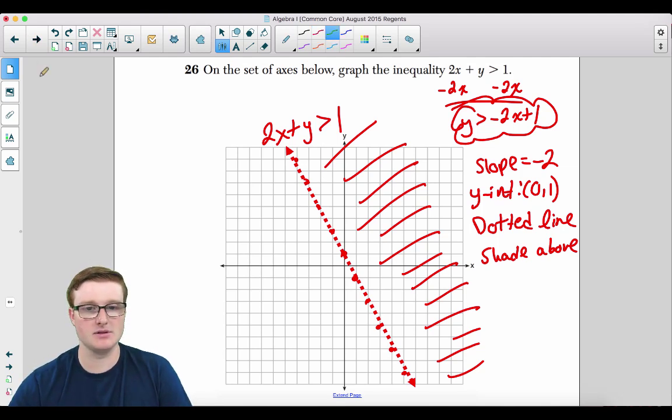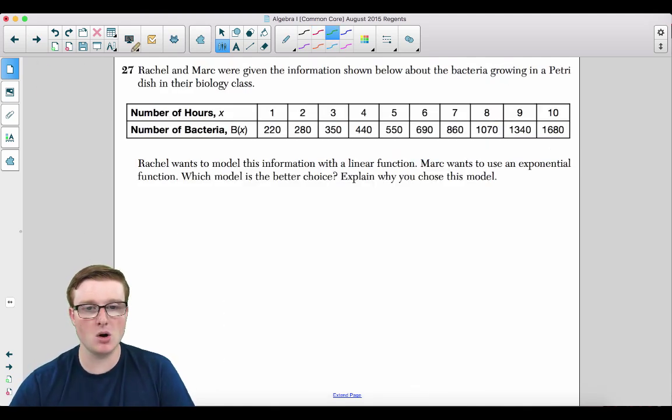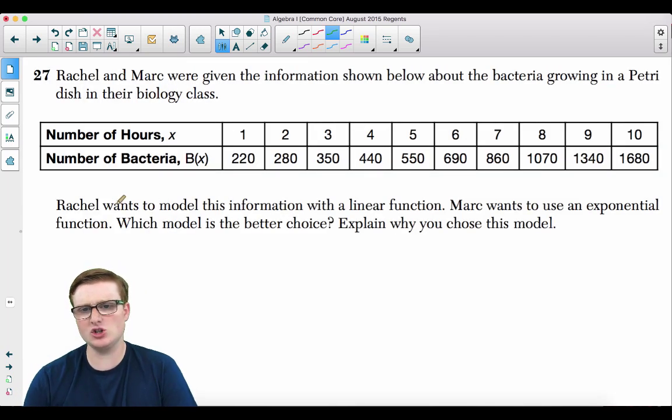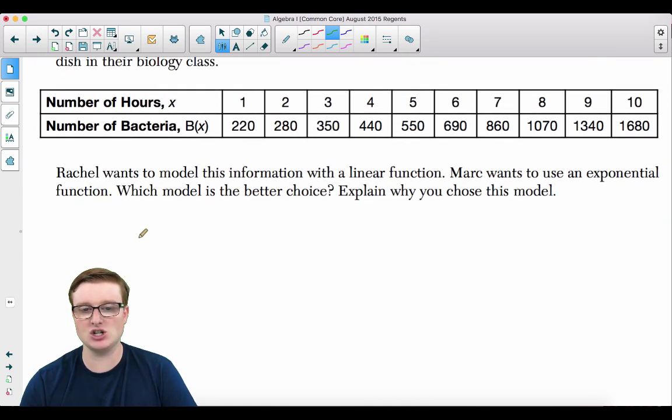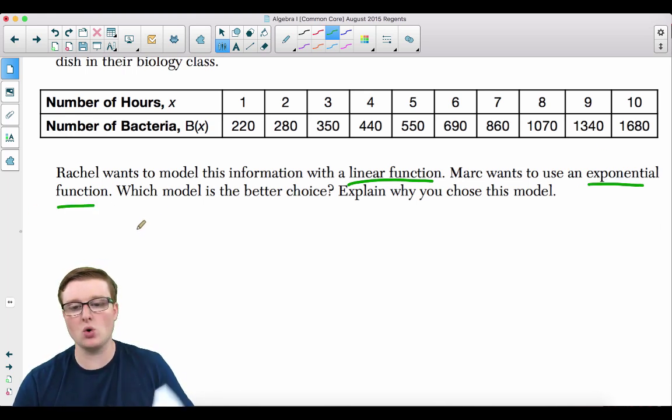All right, 27. Rachel and Mark were given the information shown below about the bacteria growing in a petri dish in their biology class. Rachel wants to model this information with a linear function. Mark wants to model it using an exponential function. Which model is a better choice, and explain why you chose this model?